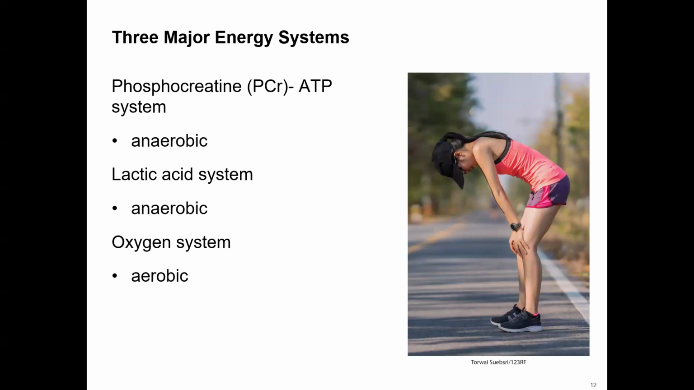Generally, for energy systems to make the ATP that we need, we generally think of three main energy systems. The first one here is phosphocreatine. We'll look at these briefly. Phosphocreatine is anaerobic. It does not require oxygen.